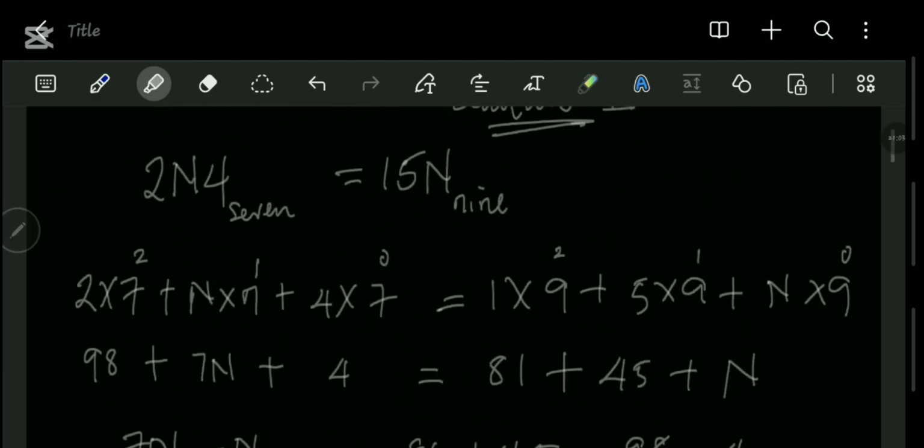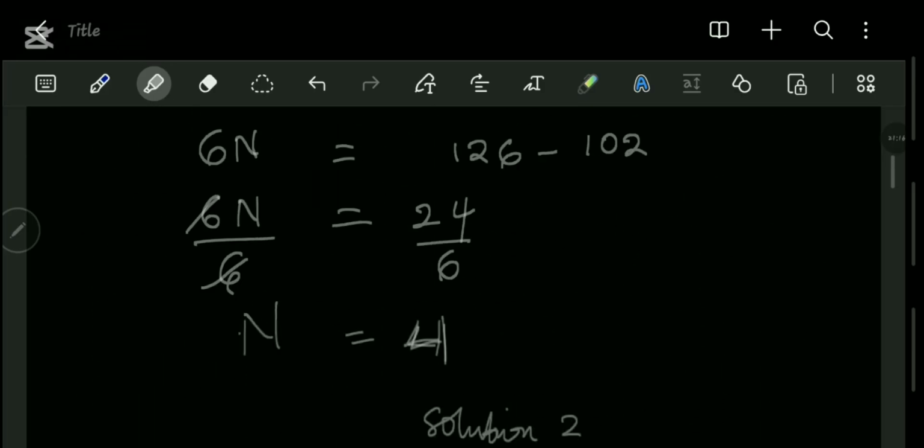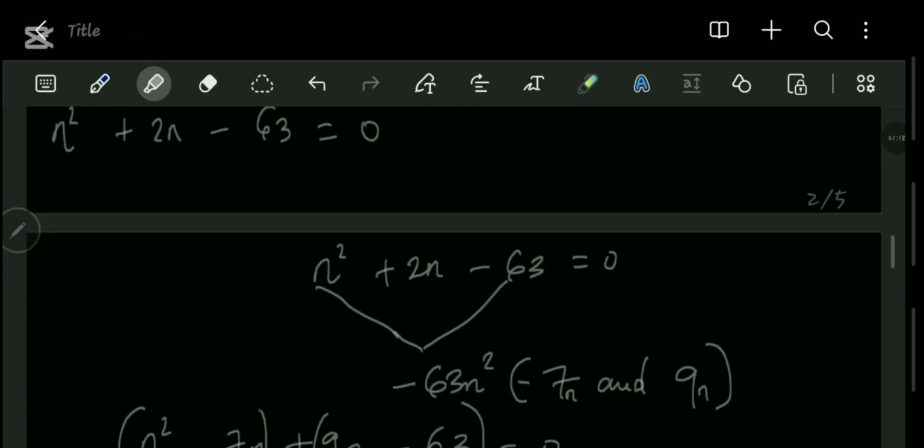And then for the next question, for question 4, we're asked to divide, how many ones are here? 1, 2, 3, 4, 5, 6, 7, 8. That is 8 of them in base 2 by 101 in base 2. So let's have the solution to number 4.